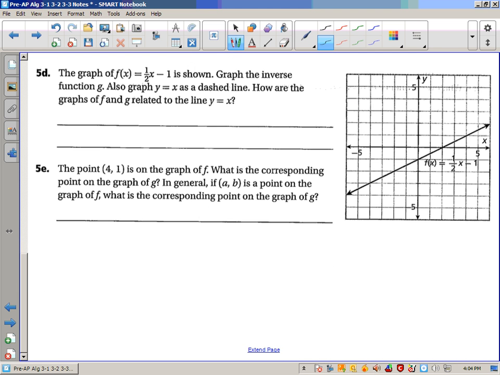We're going to skip 5C. We're going to talk about this. This is something very interesting that happens with inverse functions. So f of x is graphed. They also want us to graph y equals x. So if x equals 1, y equals 1. X equals 2, y equals 2. X equals negative 1, y equals negative 1. X equals negative 2, y equals negative 2. So we've got this line going through the center of my graph. Perhaps I should maybe do that with a different color.